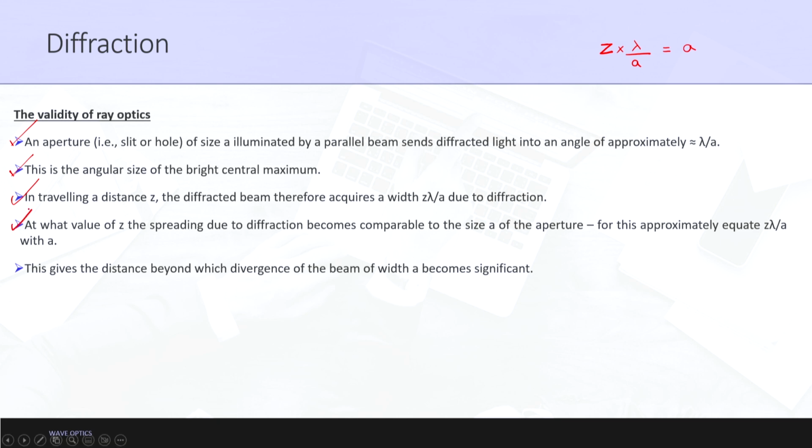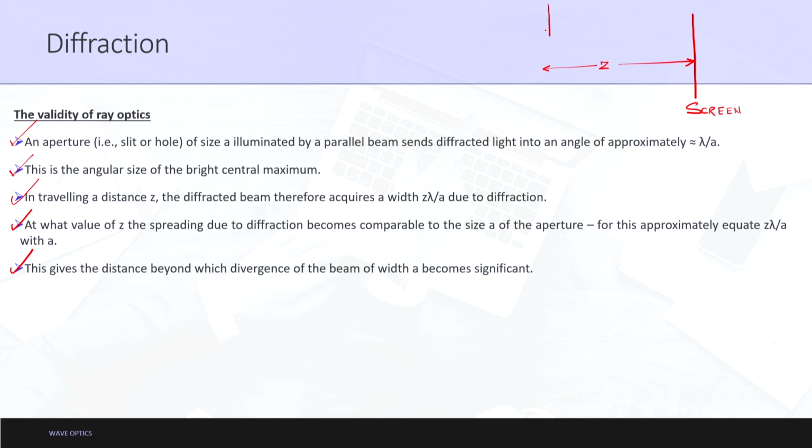This gives the distance beyond which divergence of the beam of width A becomes significant. Okay. So let me explain using a diagram here. Let us suppose this is the screen, and let us say this is the distance z being talked about here, the distance travelled. So this is the distance z.